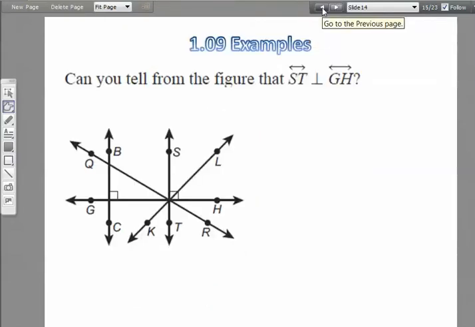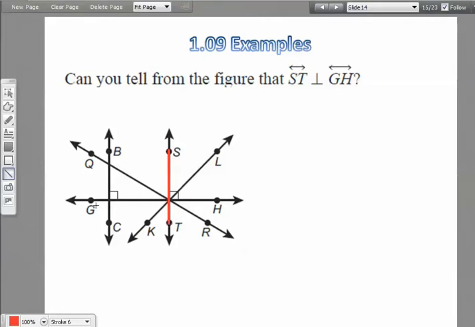Let's look at some other examples. It says, can you tell from the figure that line ST is perpendicular to line GH? Well, here I go again. I like to mark what they're talking about. So line ST, they're wanting me to state if it's perpendicular to GH.